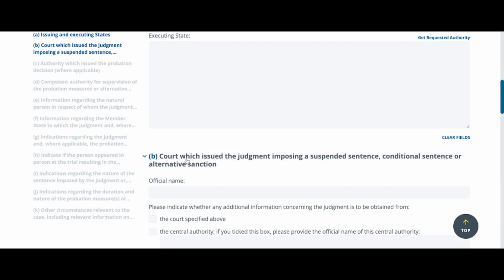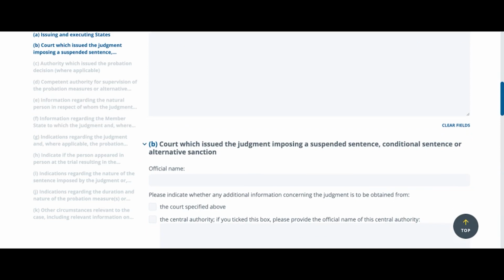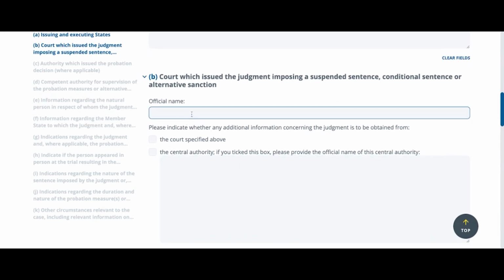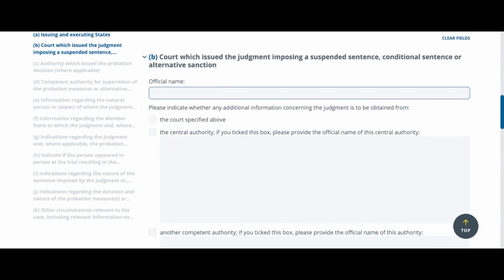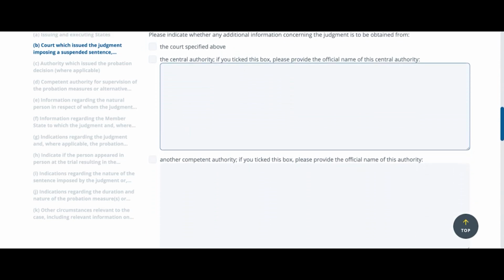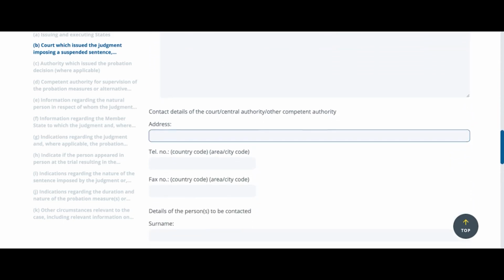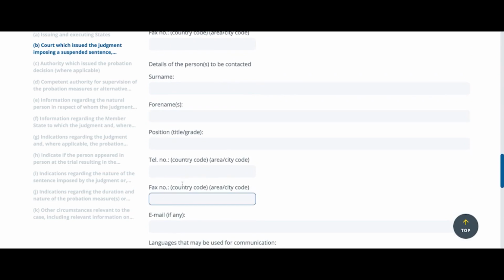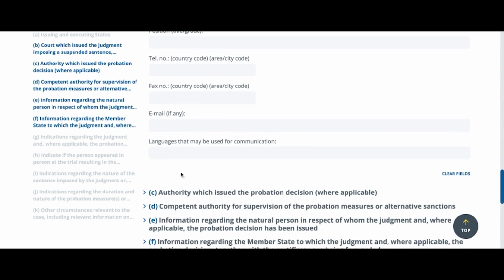Here is the court which issued the judgment imposing the suspended sentence, conditional sentence, and alternative sanction. You have to write down here the name, and then if you have a central authority in your country, you have to provide details. And here is the address, the concrete address of the authorities involved, and the language that can be used in the communication.